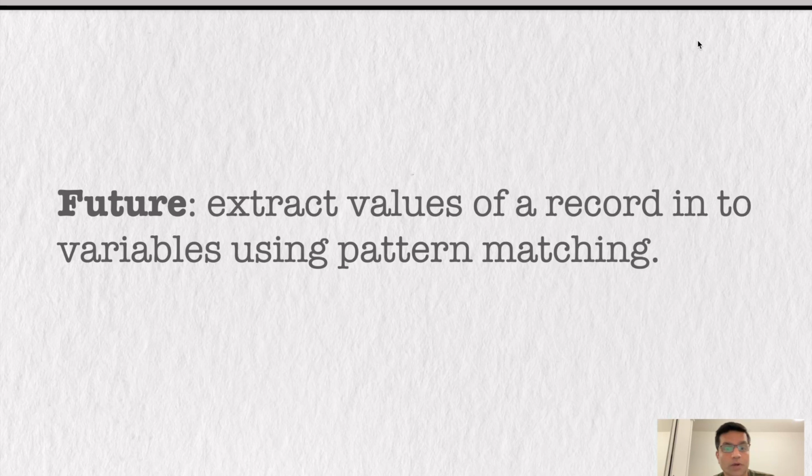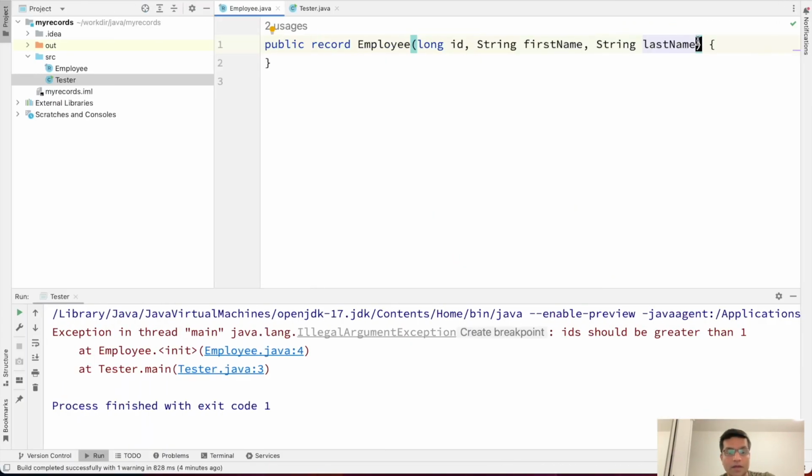But I just want to touch upon a very important point, the future of records. The future of Java records is not only to represent value objects, it is also to support a feature called pattern matching and record deconstruction. This is a very interesting language feature that is going to come up in future versions of Java, where you could do something like an example that I'm going to try to build here.